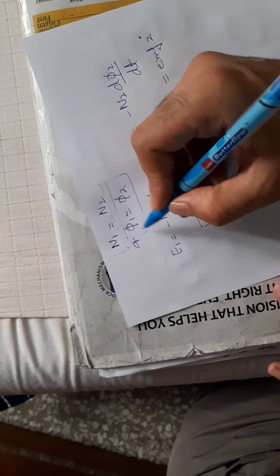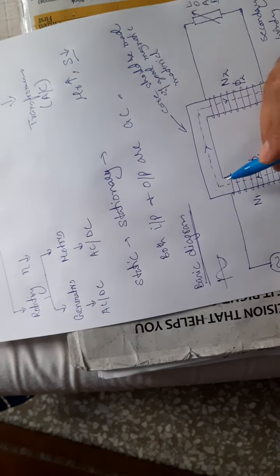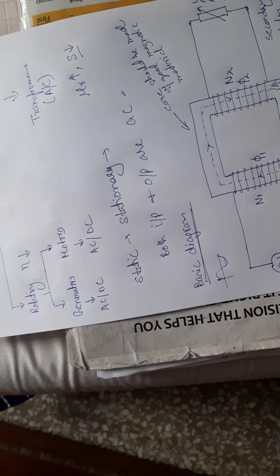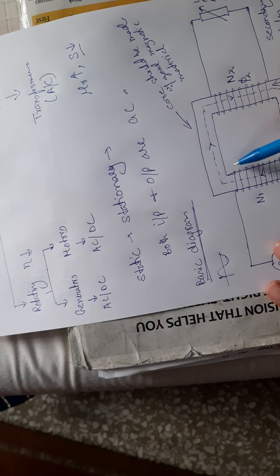But what I was saying, this was the ideal case when phi 1 is equal to phi 2, meaning fluxes on both the sides are equal. However, in the actual case, we have this core made of some magnetic material. I am saying the type of magnetic material which has very good magnetic properties, very high permeability and very small reluctance.